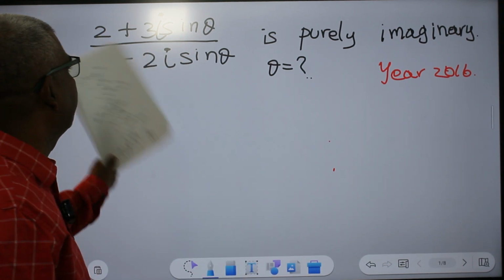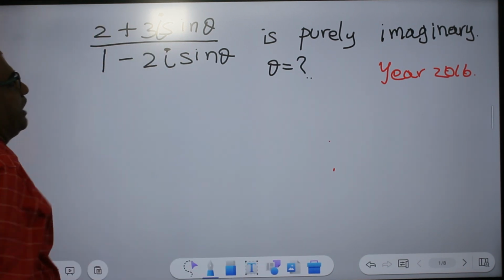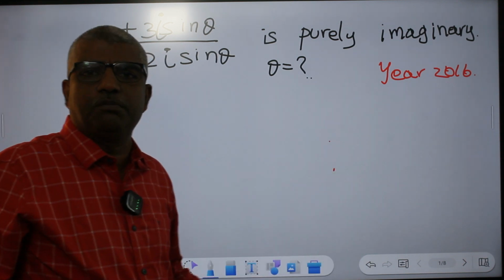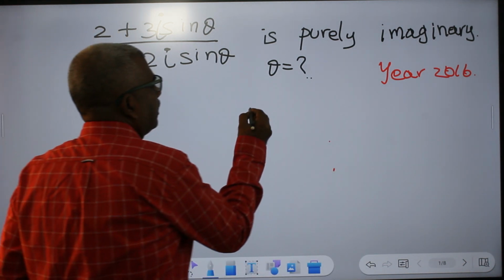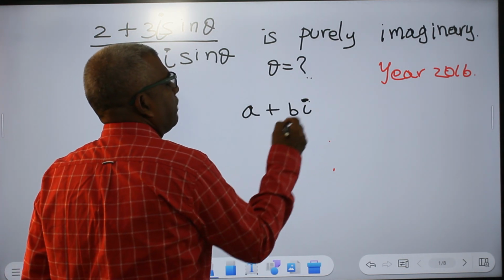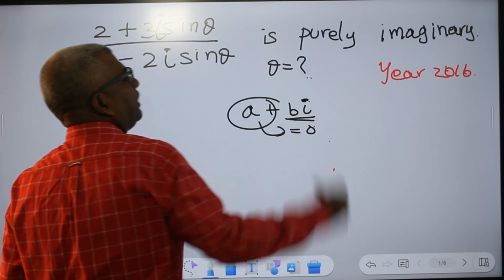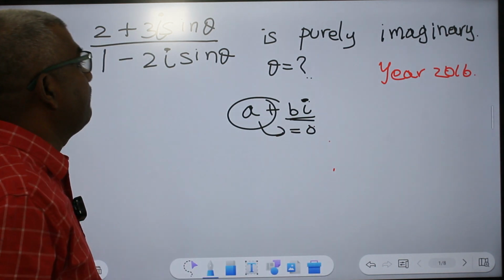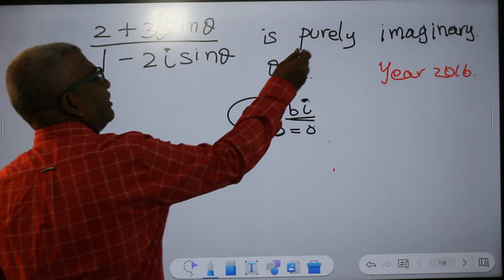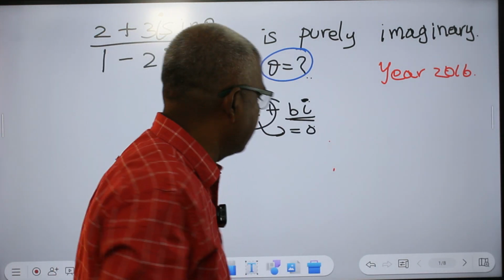Okay, we will look at the next question. 2 plus 3i sin theta over 1 minus 2i sin theta is purely imaginary. What does it mean? A complex number a plus bi; purely imaginary means a is 0, so only bi. When will it happen? If it is purely imaginary, what is the theta value? This is the JEE Main past paper year 2016 question.